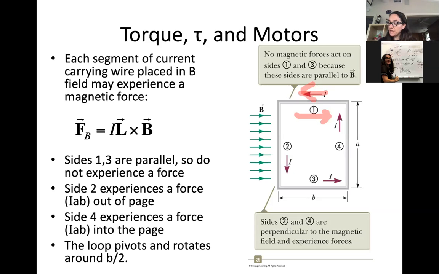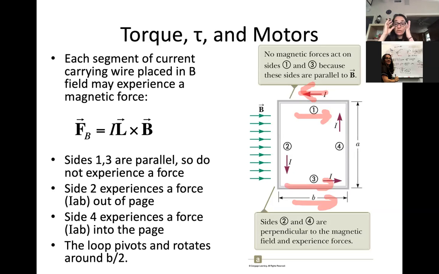And you could say the same thing about the bottom. The current to the right and the palm to the right, I can't do that. So parallel and anti-parallel components have 0 cross products. So they have 0 force. So that top portion and that bottom portion do not feel a force.